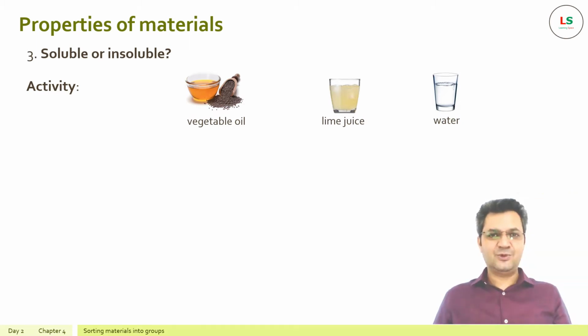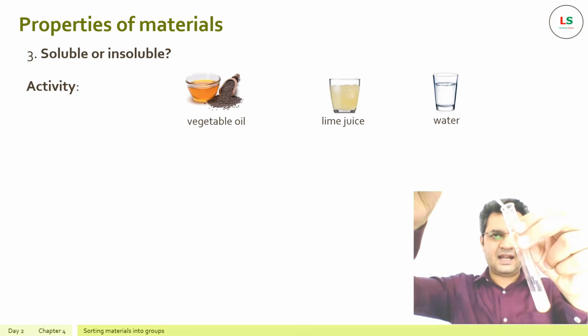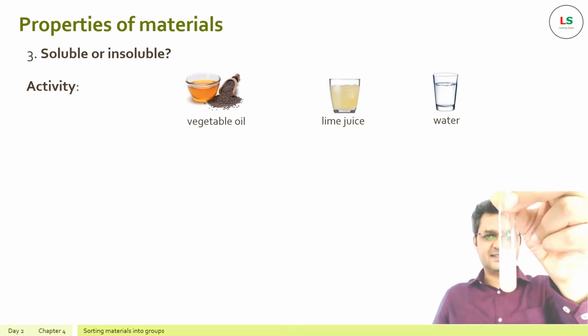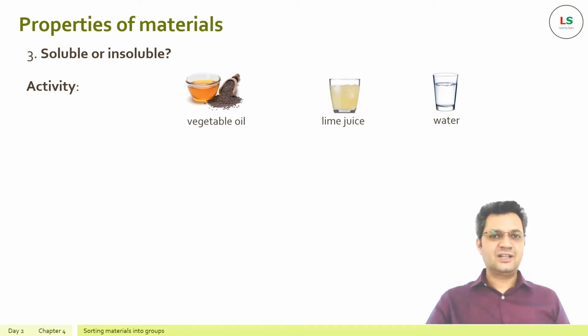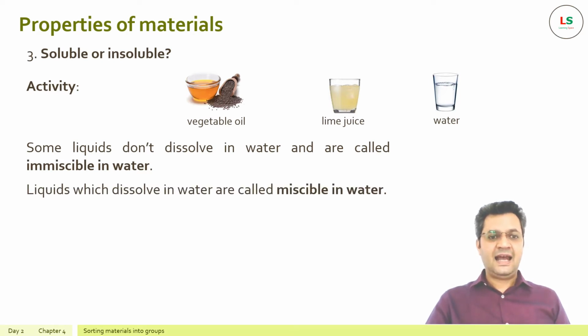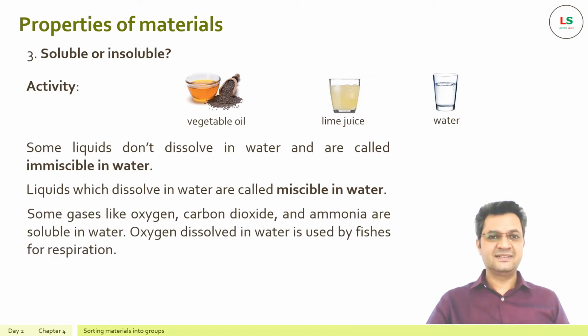Let's take the next component, which is lime juice, and we'll add water into it. Water and lime juice readily mix. Based on our observation, liquids that don't dissolve in water are called immiscible in water, and liquids which dissolve in water are called miscible in water.